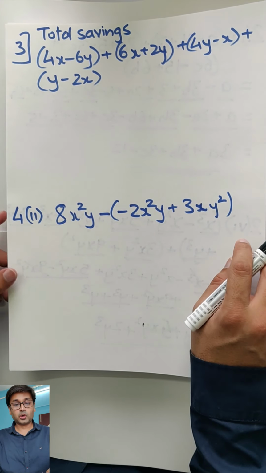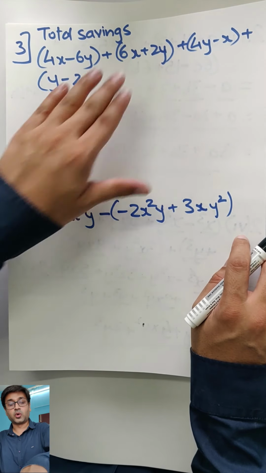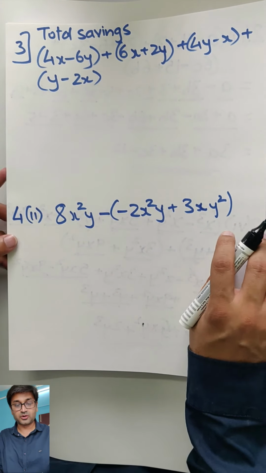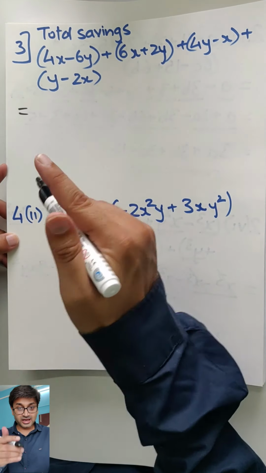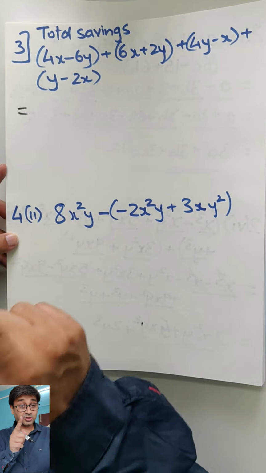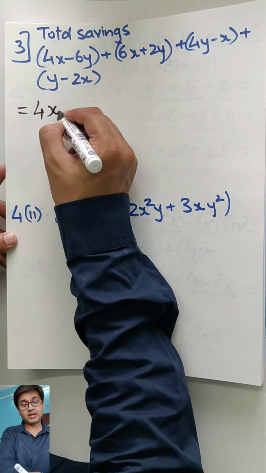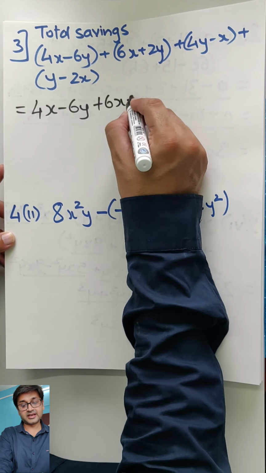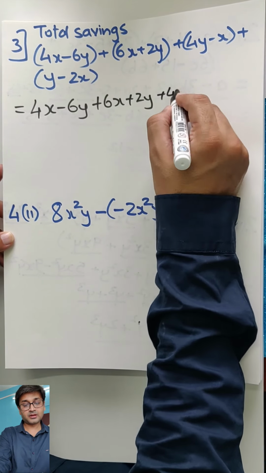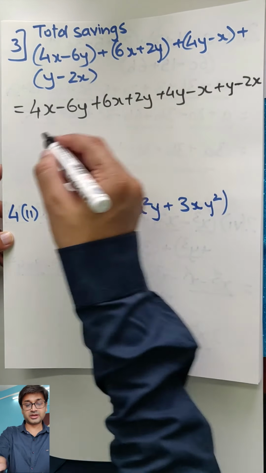Okay, fine. Total savings is what you have to find. A person is saving this every day. What are the total savings? So total savings obviously you're going to add. So I have just put it into brackets. Now open the brackets. Get the final answer. Only then come back. Don't be cheaters. Don't laugh over there. Come on. Pause your video. So 4x minus 6y plus 6x plus 2y plus 4y minus x plus y minus 2x.